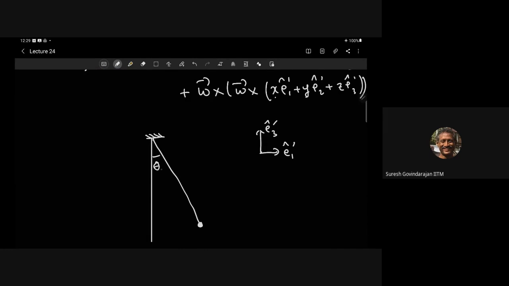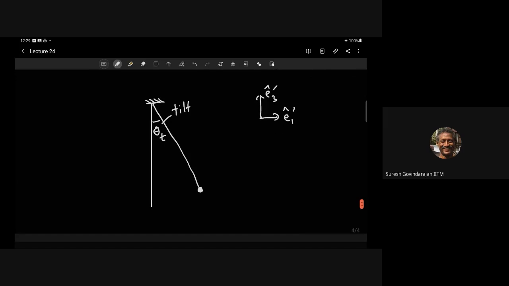And I'll just call this theta tilt. Okay, theta t for tilt. So if you have a bob and it's not moving, I claim that you will find that it makes an angle with E3. So this direction is E3, and this is a stationary plumb line.